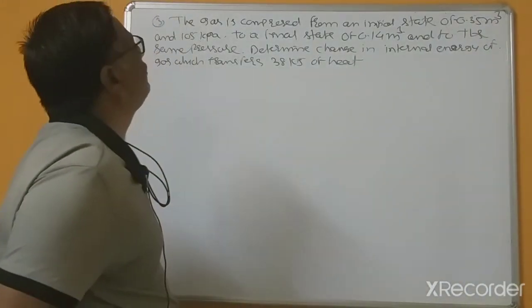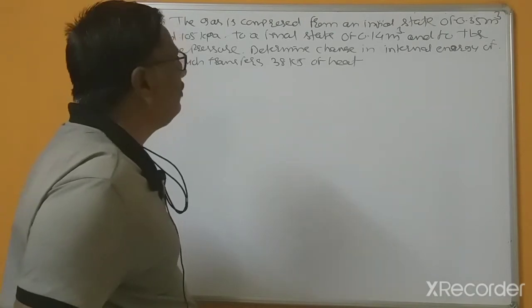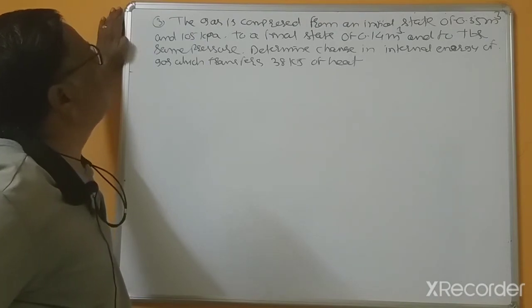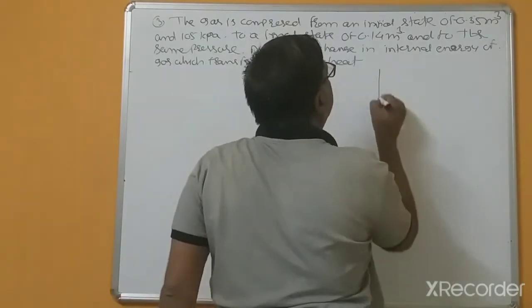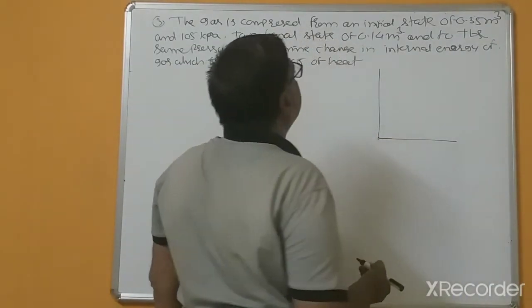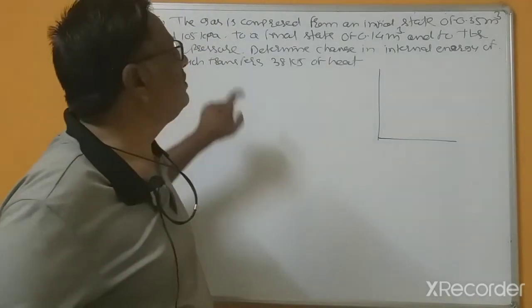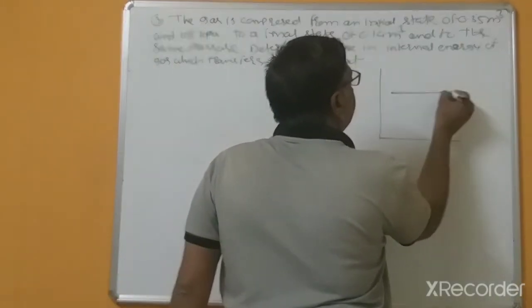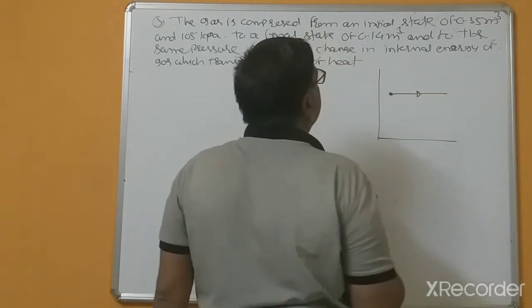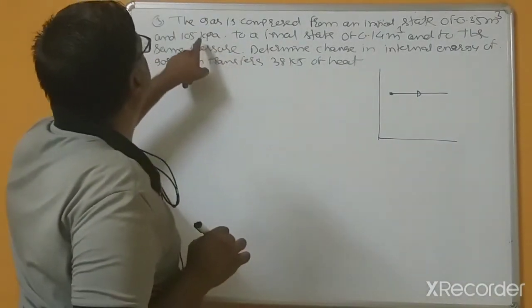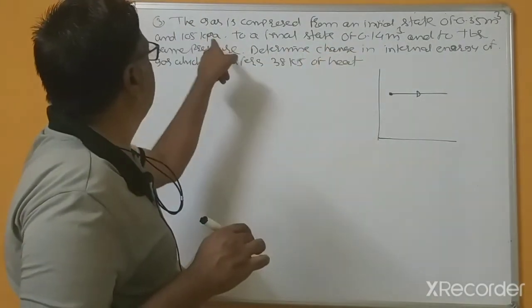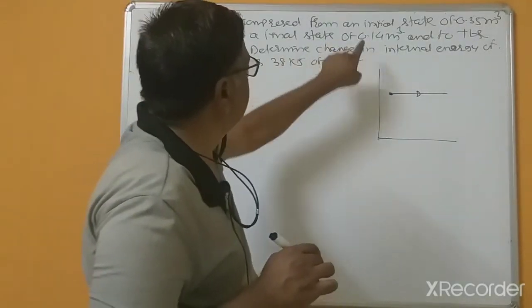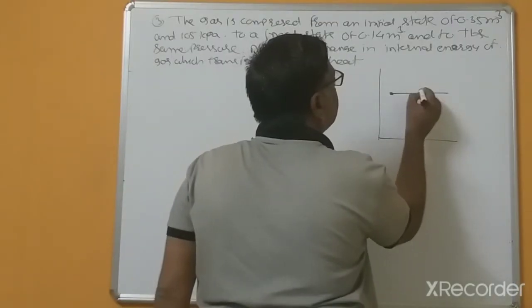The gas is compressed from an initial state of 0.35 meter cube and 105 kilopascal to a final state of 0.14, to the same pressure. Same pressure means constant pressure, and the volume decreases from 0.35 to the final state of 0.14.